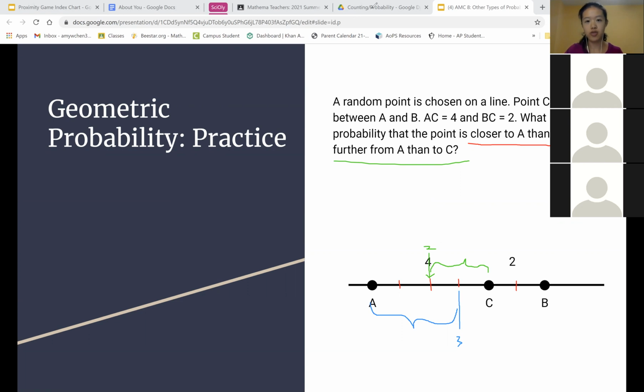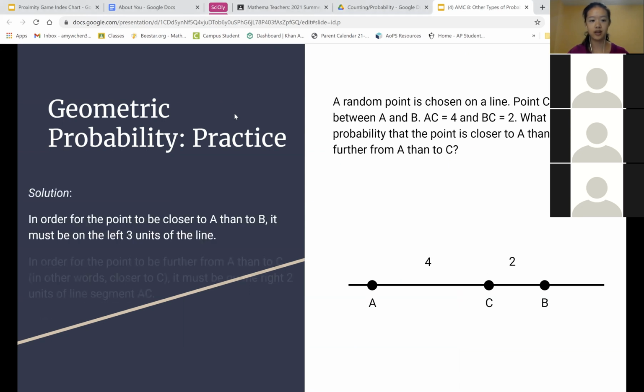So now we just look for the overlap. Since the overlap is right over here, this part has a length of 1 inch and the total length is 6 inches. So the probability would be 1/6. So yay. Are there other questions? Okay, moving on.